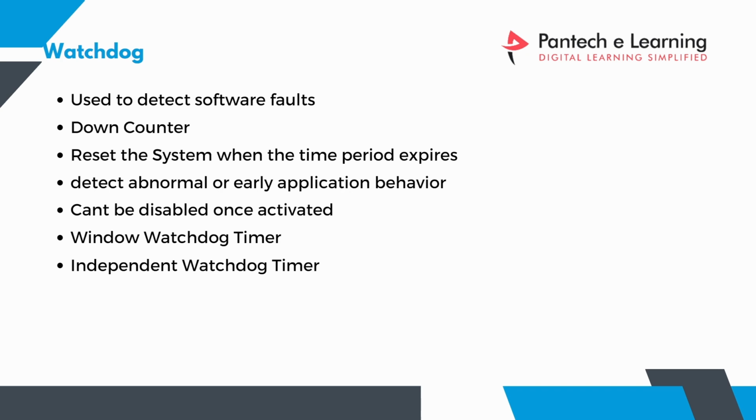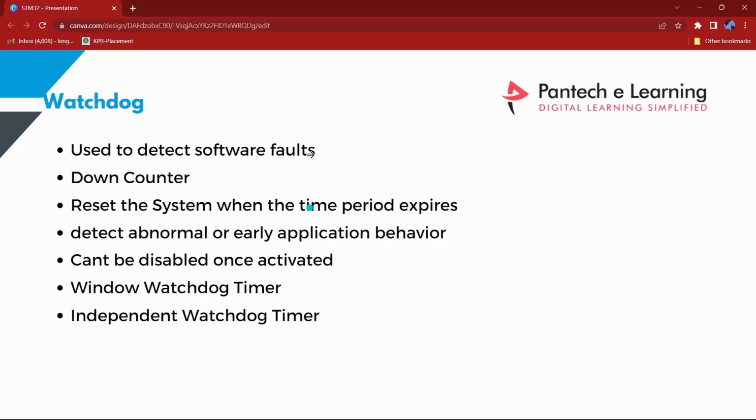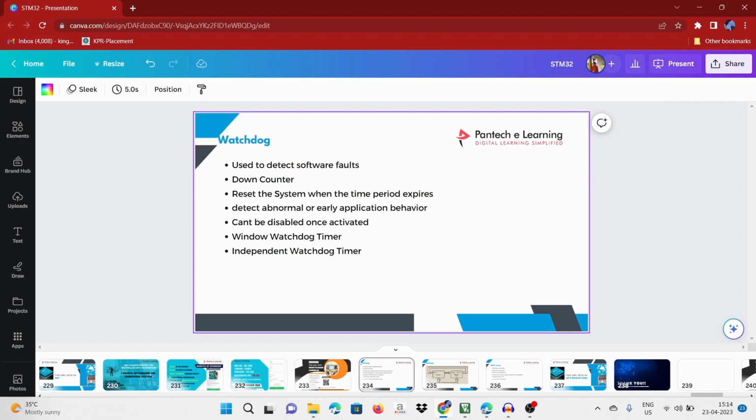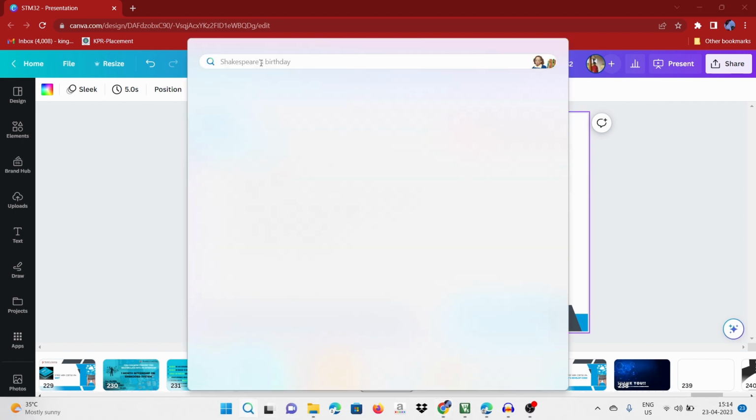Once it is activated, we can't disable it. We have to refresh the watchdog timer only. We can't disable this. So what is the next thing? In our STM32 we have two timers: one is a window watchdog timer and another one is an independent watchdog timer. For this we will see it now. I will open my CubeMX.